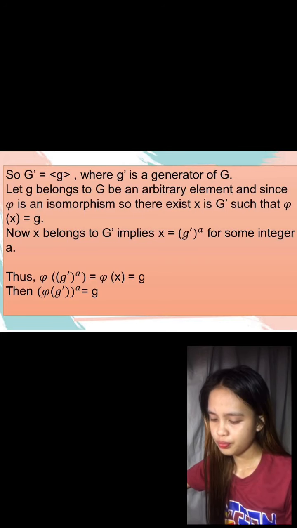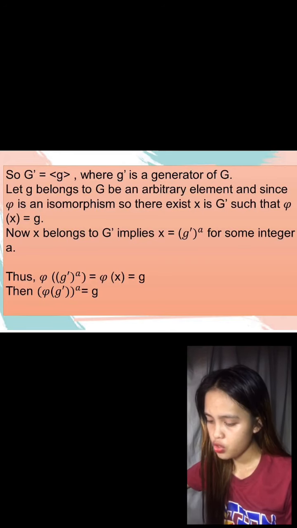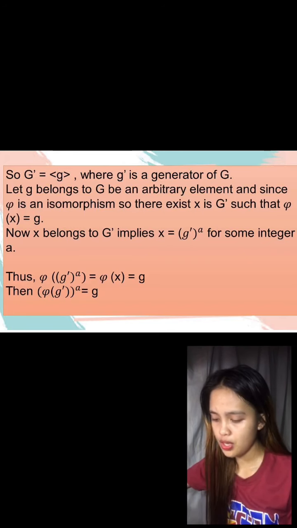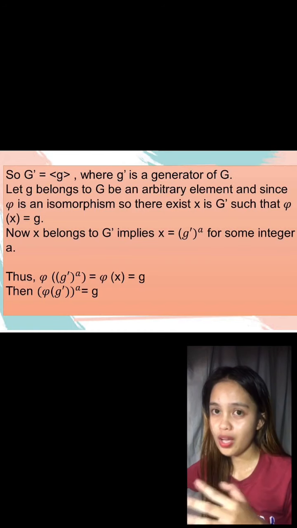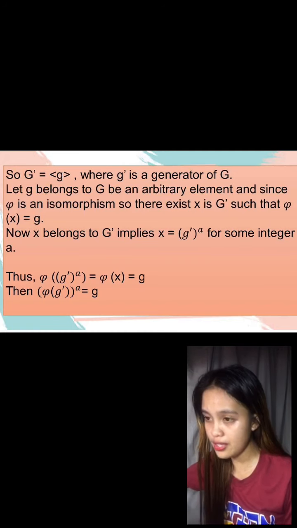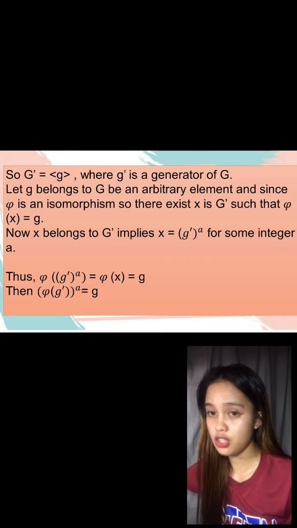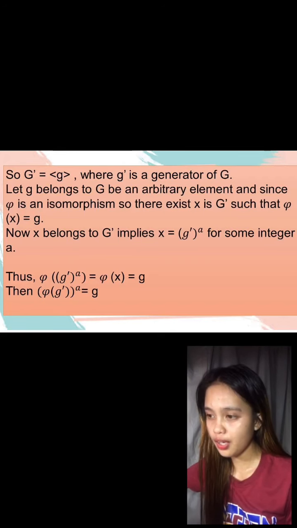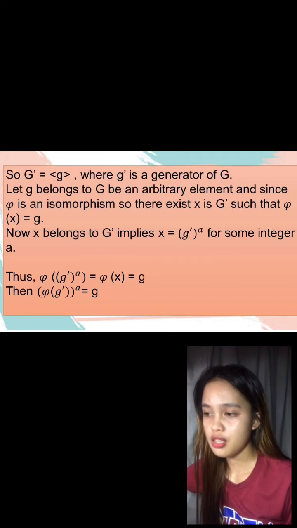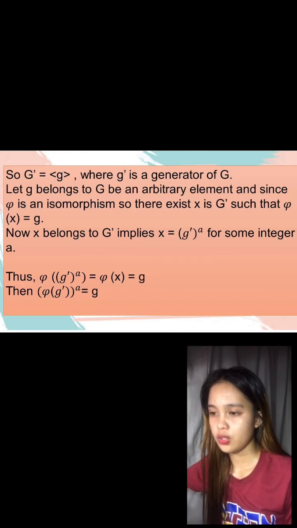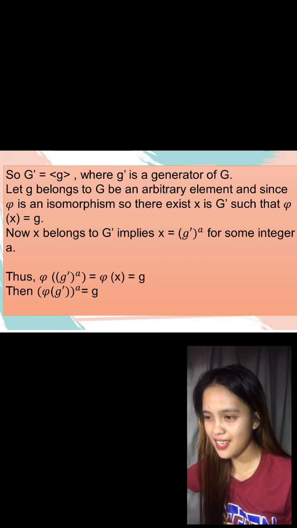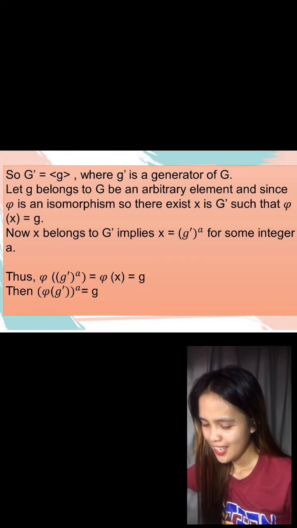So now x belongs to G bar, as we have supposed earlier that G bar is cyclic, so this implies that x is equal to g bar to the power of a for some integer a. Thus, psi of g bar to the power of a is equal to psi of x, which is also equal to g. Then we can say that psi of g bar to the power of a is equal to g.